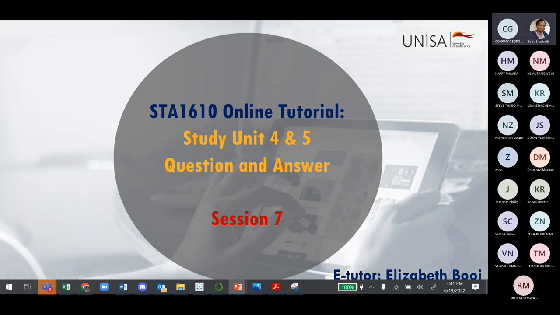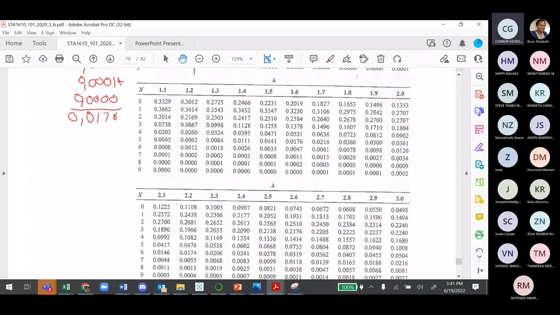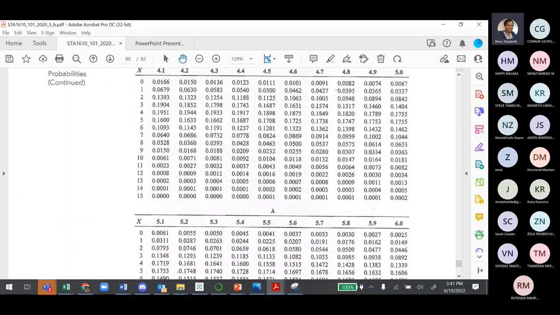Yes, one of the questions on assignment two requires us to have a Poisson table where we have a 10.5, but the two Poisson tables I was able to find do not have that value. The Poisson table expects you to have a 10.5 value.